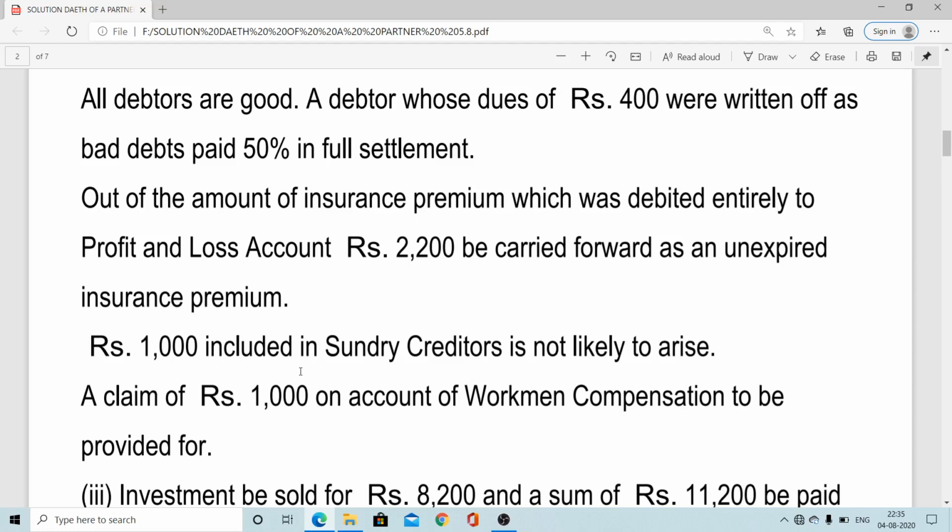Rupees 1,000 included in sundry creditors is not likely to arise. Very nice. 1,000 rupees no need to pay to the creditors. So that way funds increase, funds are enhanced for the business. One more thing, a claim of rupees 1,000 on account of workmen compensation is to be provided for. So workers also get benefit from the partnership firm. Only a 1,000 accidental claim came here.